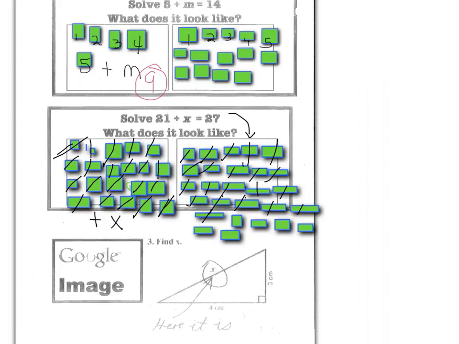How many are left that we did not cross off? We have 1, 2, 3, 4, 5, 6. So I think x should be 6. Let's test it out. 21 plus 6 equals 27. Sure it does. Again, I think we deserve a big star for that. Very good job. Okay, so let's go ahead and practice just a few more.